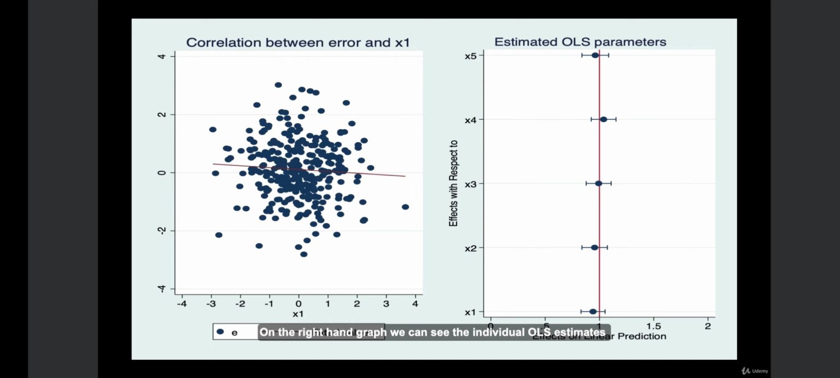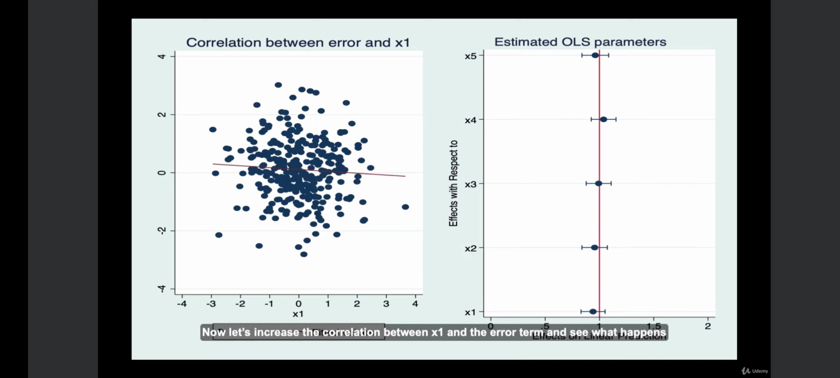On the right-hand graph, we can see the individual ordinary least squares estimates and associated confidence interval for each of the 5 variables. The correct results are shown by the vertical red line. On the left graph, we see the correlation that the variable x1 has with the error term. Note, in reality, we can never observe this as the error term will always be hidden from us. Only in this simulated example can we see the error term. The original correlation between x1 and the error term is set to around 0.